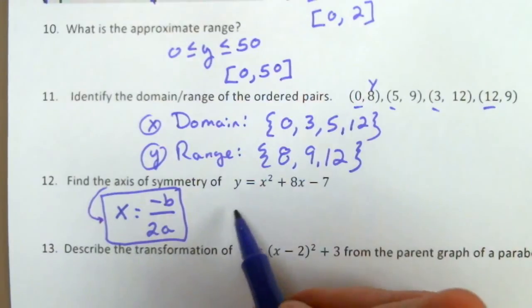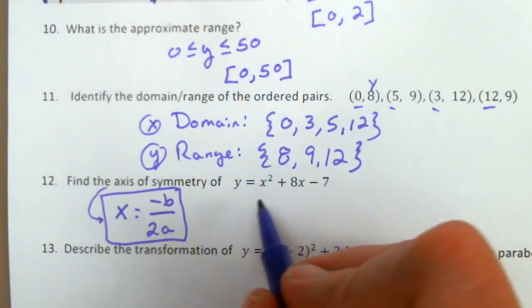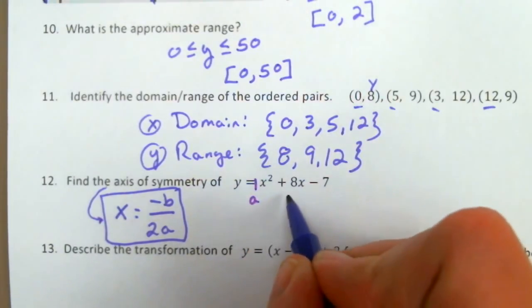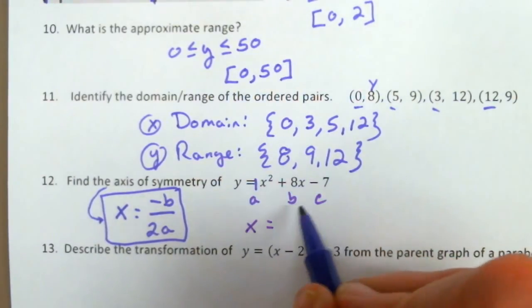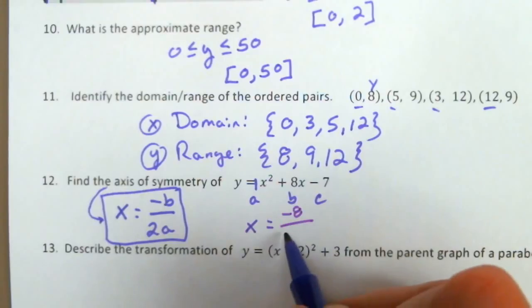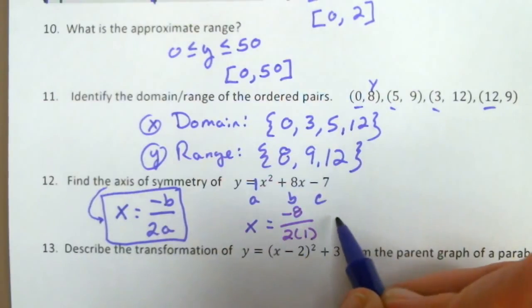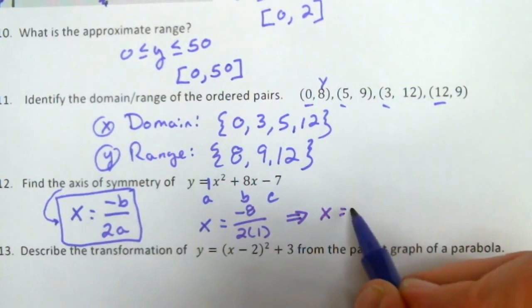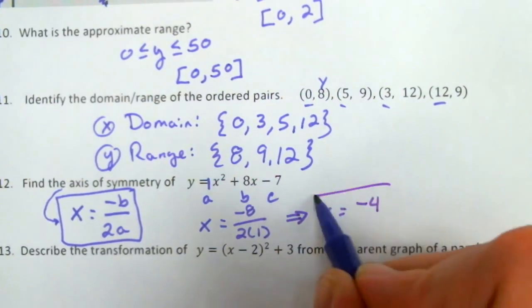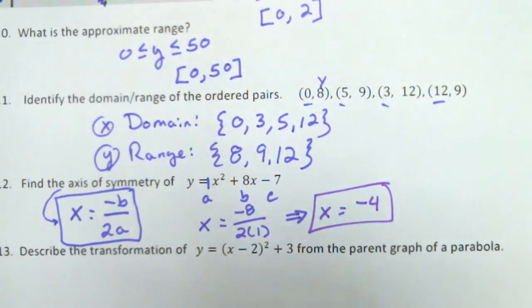So y equals x squared plus 8x minus 7. a is equal to 1, b is 8, c is negative 7. So the axis of symmetry is the opposite of b, so negative 8 over 2 times a, which is 1. Okay, simplify that. We end up with x equals negative 8 divided by 2, which is negative 4. So that's the axis of symmetry.